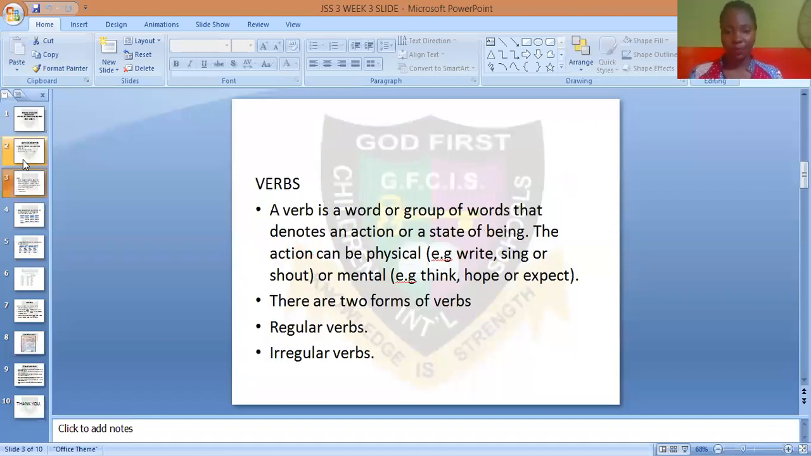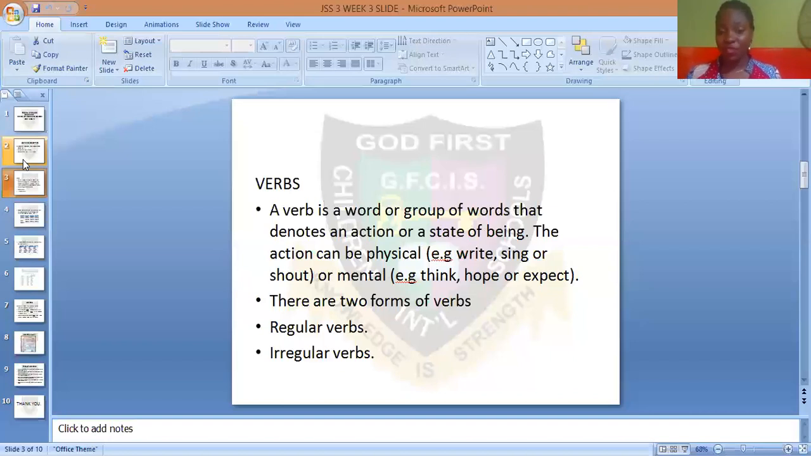What is a verb? A verb is a word or group of words that denotes an action or a state of being. The action can be physical or mental. A simple definition of what a verb is, is that a verb is an action word or a doing word. Any kind of action word or doing word is a verb.